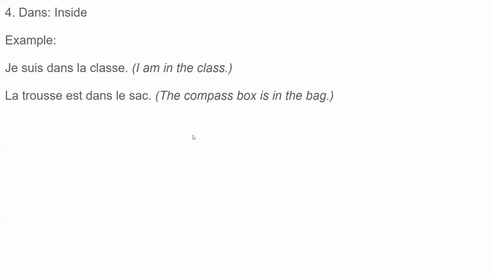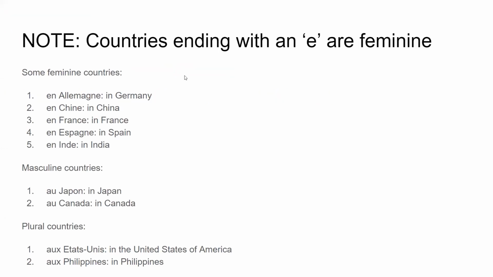Now, let's look at that rule about feminine and masculine countries a bit more in detail. As I mentioned, countries ending with an E are feminine. Some examples would be en Allemagne, which means in Germany, en Chine, in China, en France, in France, en Espagne, in Spain, and en Inde, in India.